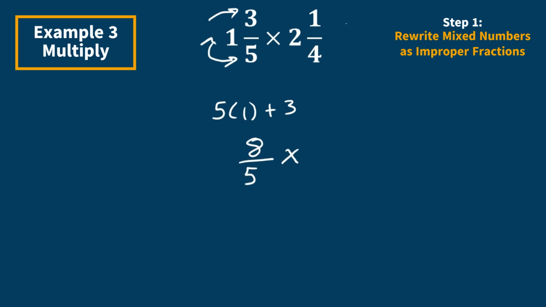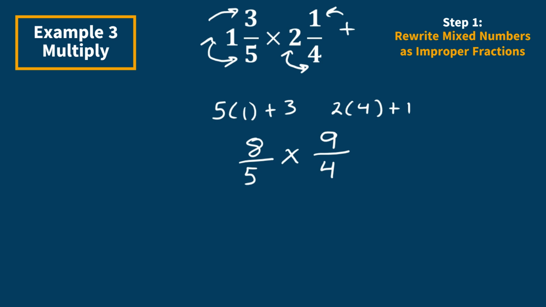And that's going to be multiplied by, and we do the same thing on the other side. You take the whole number, multiply it by the denominator, and then you add it to the numerator. So, on that side, what we have is 2 times 4 plus 1, which is going to give us 9. And we keep the same denominator. So, now we have 8 over 5 times 9 over 4.